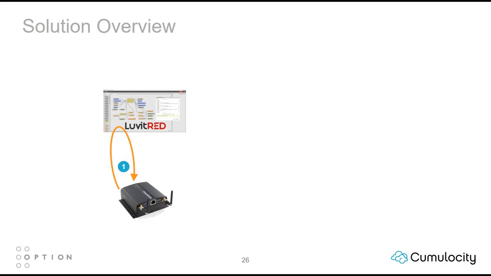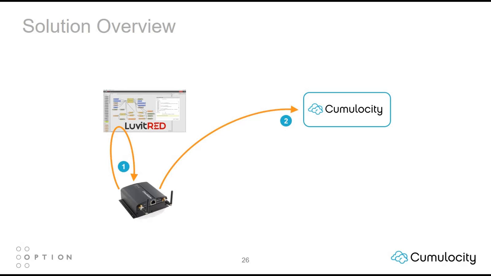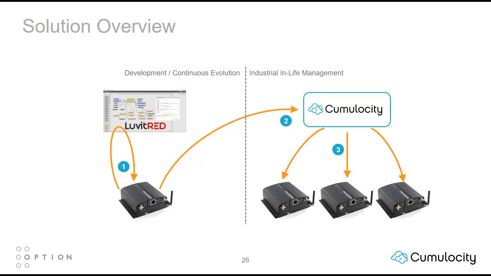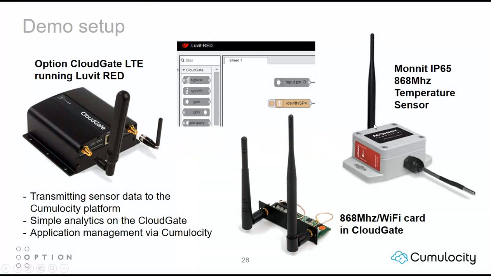Firstly, LuvitRED is used to build an analytics model on one Cloudgate. The flow can then be uploaded to Cumulocity very easily, and that flow can be deployed toward filtered devices. So I now hand over to Martin to take us through the live demo. Hi there. Thank you, Philip. What I'm going to do is try and relate some of what Philip's been saying to a small demo of how LuvitRED works in that scenario.